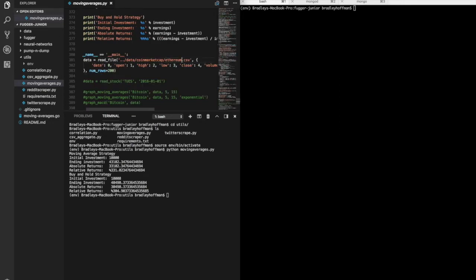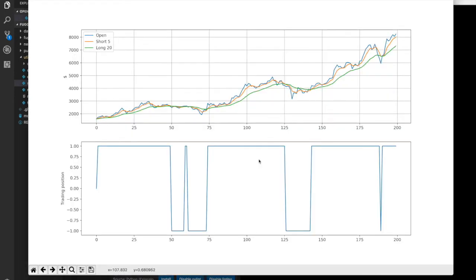In another instance of moving average, we can change our Ethereum dataset to be a Bitcoin dataset. If we run the same thing, we'll also see different price ranges, and we'll also see different trading positions.